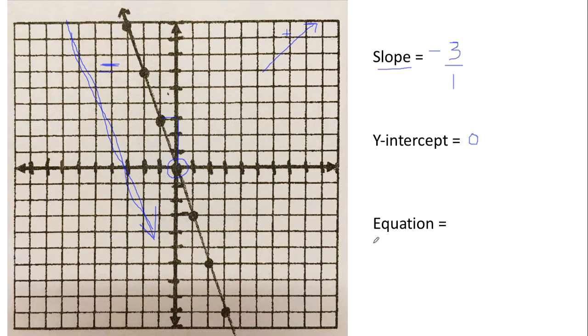Okay, so now we fill in our equation. So we can write the master equation, y equals mx plus b. So we'd say y equals, okay, the slope, which is the m. So it's minus 3 over 1 x. And then again, for this y-intercept, we have 0. So we don't have to put anything. So our final answer is this. Because plus 0 doesn't need to be added.